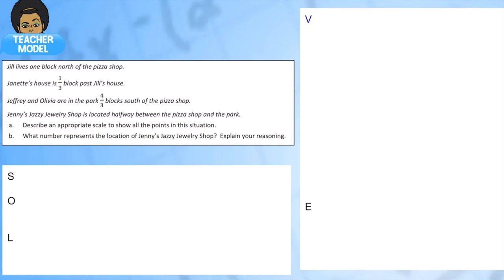Okay, there's a lot of information here. There are probably a lot of words you were underlining. Ultimately, they're asking us to do two things. Find the scale for a model, and then we're going to use our model to locate the jewelry shop on that model. We're going to represent that location. We have to find its location.